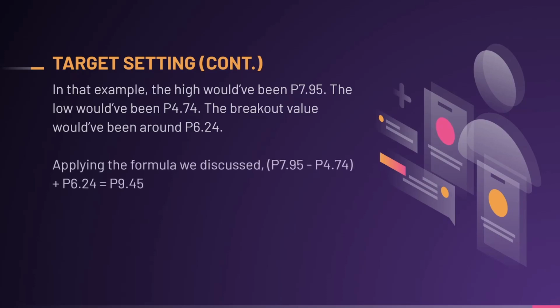Okay? Now, applying the formula we discussed earlier, so that should be open and close parentheses, 7.95 minus 4.74 plus the BV or the breakout value at 6.24. So the target would have been around 9.45. So you would have earned around 30%, no, had you gotten in at 6.24 and then sold at 9.45. Okay? Clear so far, right? We took the high, we subtracted the low, and then we took that result and added it to the breakout value to determine our initial target.